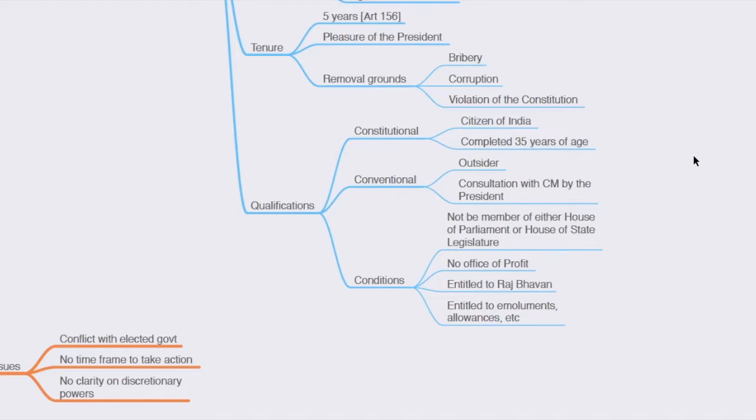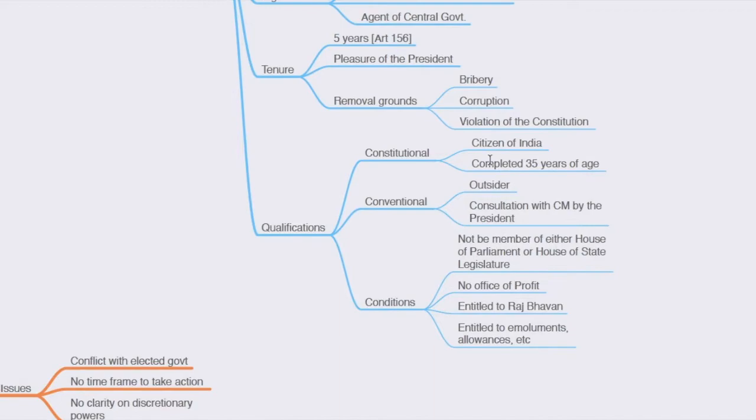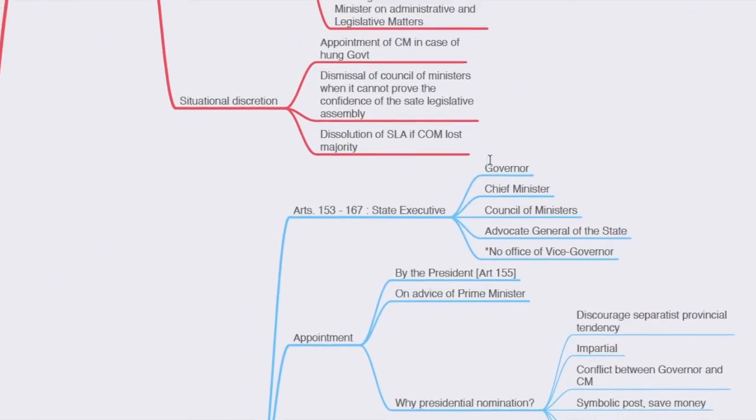He shall hold no office of profit, and he is entitled to the Raj Bhavan residence and also the emoluments, allowances and other privileges. So these were some constitutional provisions regarding the governor.